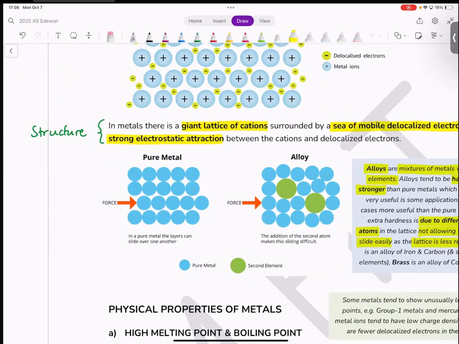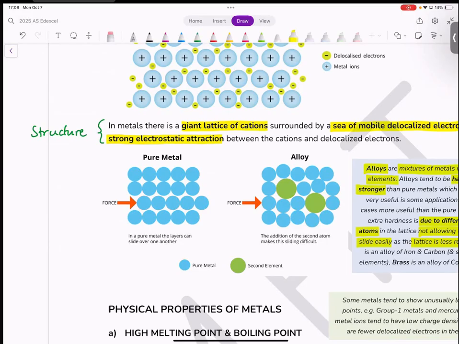Next, pure metal. The layers can slide over each other relatively easily. I'm not saying they're all soft, I'm just saying it's softer. Scratch test, right? So they usually get scratched more easily. They bend more easily, like this grill behind me. I'm pointing to the window grill that we use in Bangladesh behind me.